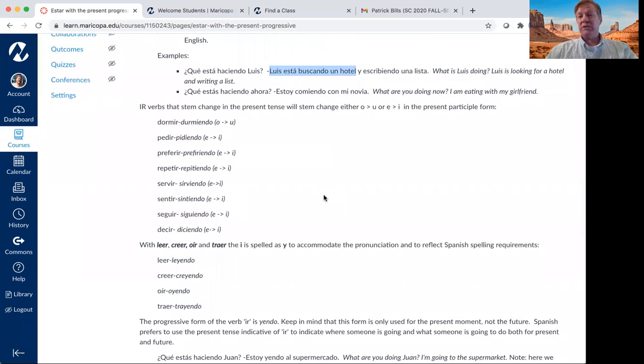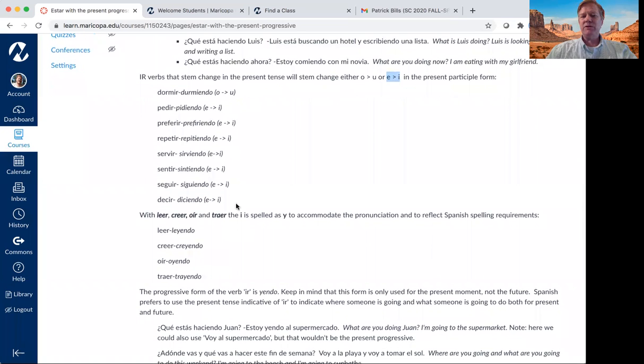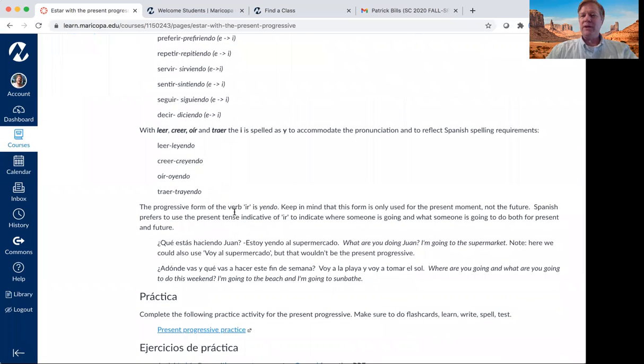Now, there are some stem changes. So IR verbs that were stem changing in the present tense will also be stem changing in this form. And the stem change will be O to U, like dormir, or E to I, like pedir. So those will be your two stem changes possible. And here we have some of the more common verbs conjugated for you. Durmiendo, pidiendo, prefiriendo, etc.